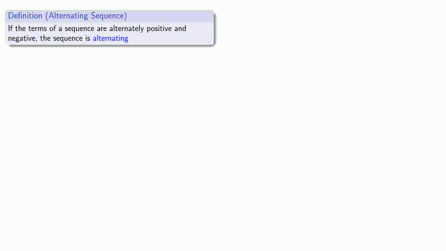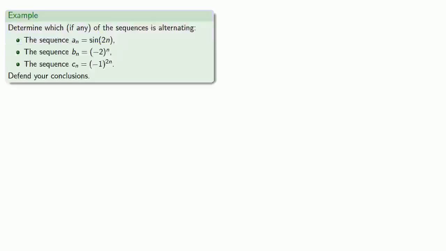There's one more important type of sequence. If the terms of a sequence are alternately positive and negative, the sequence is alternating. For example, let's consider three sequences, sine of 2n, minus 2 to the power n, and minus 1 to the power 2n, and let's see which, if any, of these are alternating.